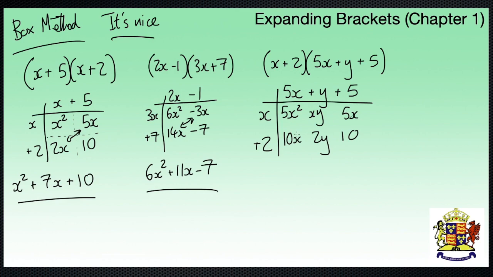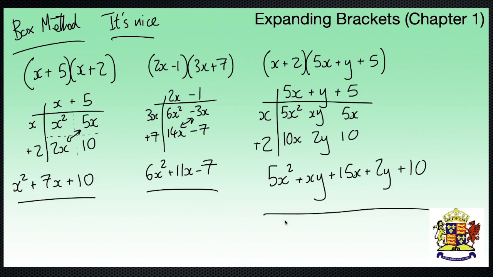Okay, great. I'm going to put this 10 and this 5 together. Apart from that, nothing. 5x squared plus xy plus 15x plus 2y plus 10. Now, I'm not saying that that's a lot less hassle than the grouping method, but it's a bit neater.